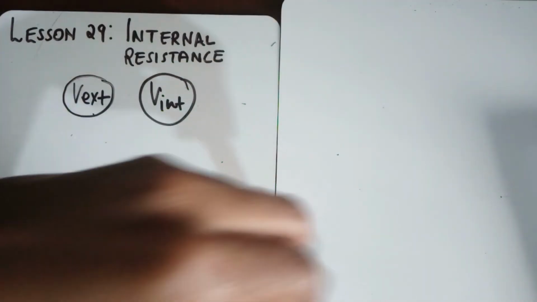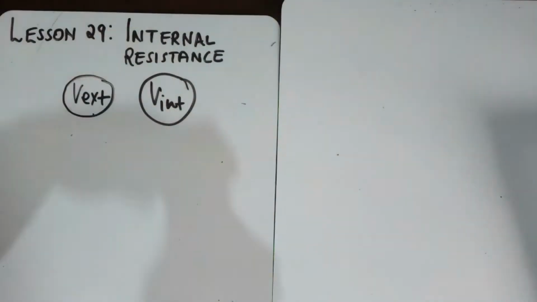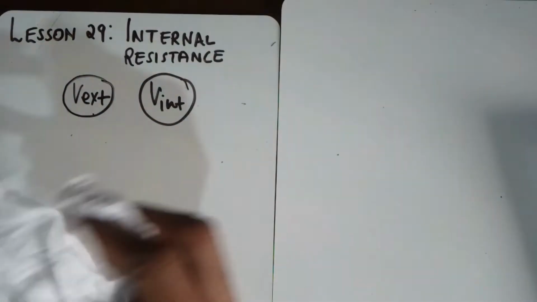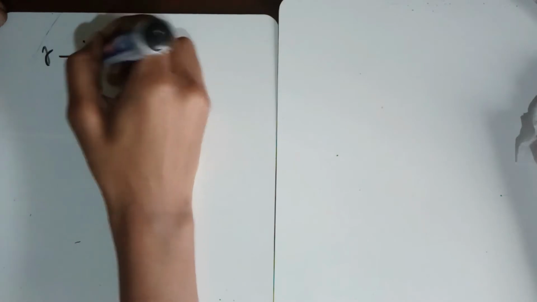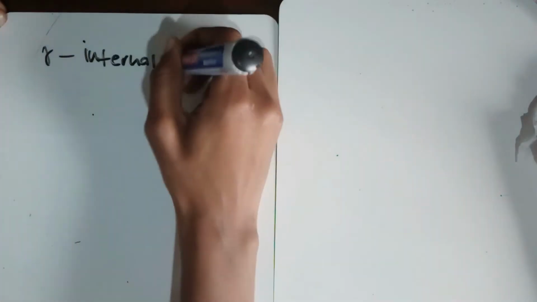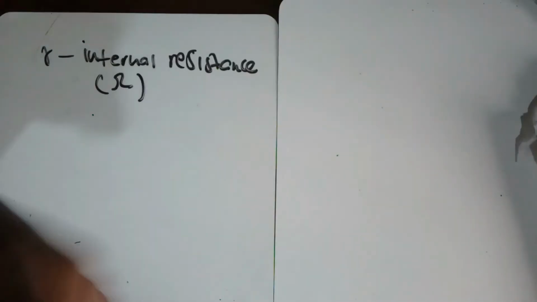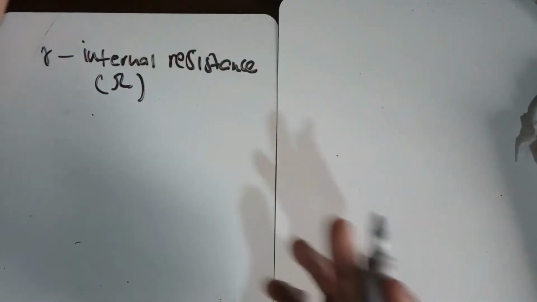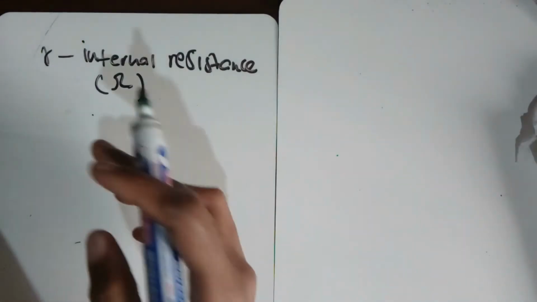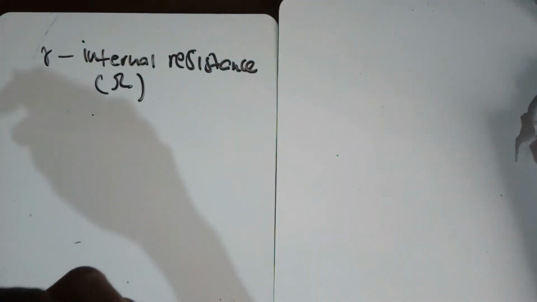So, what is internal resistance? That should be our point of departure. Internal resistance is the resistance which is present within a battery. Every battery has what we call internal resistance, and we represent that with the letter r. It is still measured in ohms. In reality, all cells or batteries have an internal resistance, and internal resistors are always considered to be connected in series with the rest of the circuit.